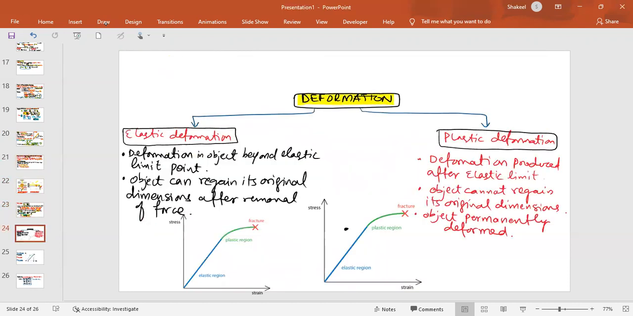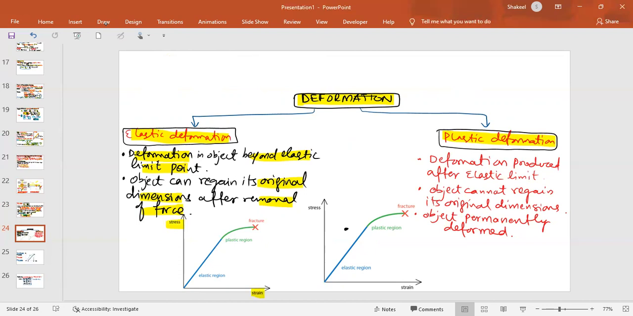Lastly, we have to look upon deformation and its types. Deformation has two different types, elastic deformation and plastic deformation. Elastic deformation is the deformation in objects up to the elastic limit point. Objects can regain their original dimensions after removal of the force. Elastic deformation is a temporary deformation. It is there only as long as the force is there. If you remove the force, elastic deformation is gone. And you can look at it in the graph as well.